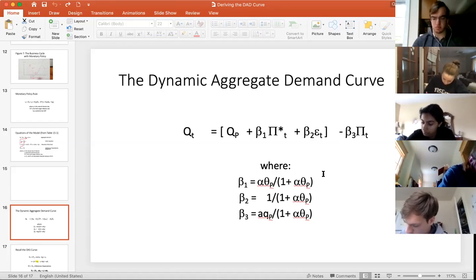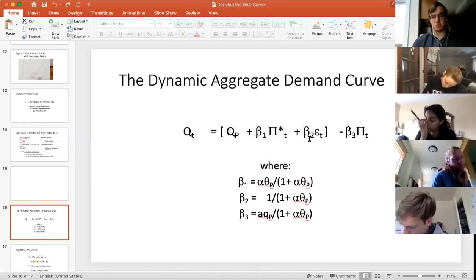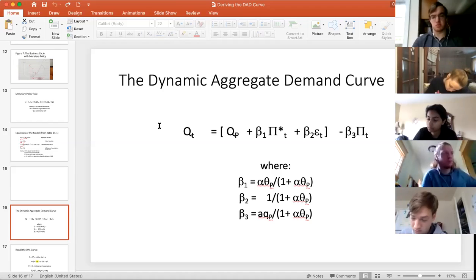Okay, so when we start playing with the model, what we're going to be doing is looking at demand shocks, which shift the aggregate demand curve, or looking at supply shocks that shift the aggregate supply curve. So if you just remember this part of the algebra, that's the most important thing here.